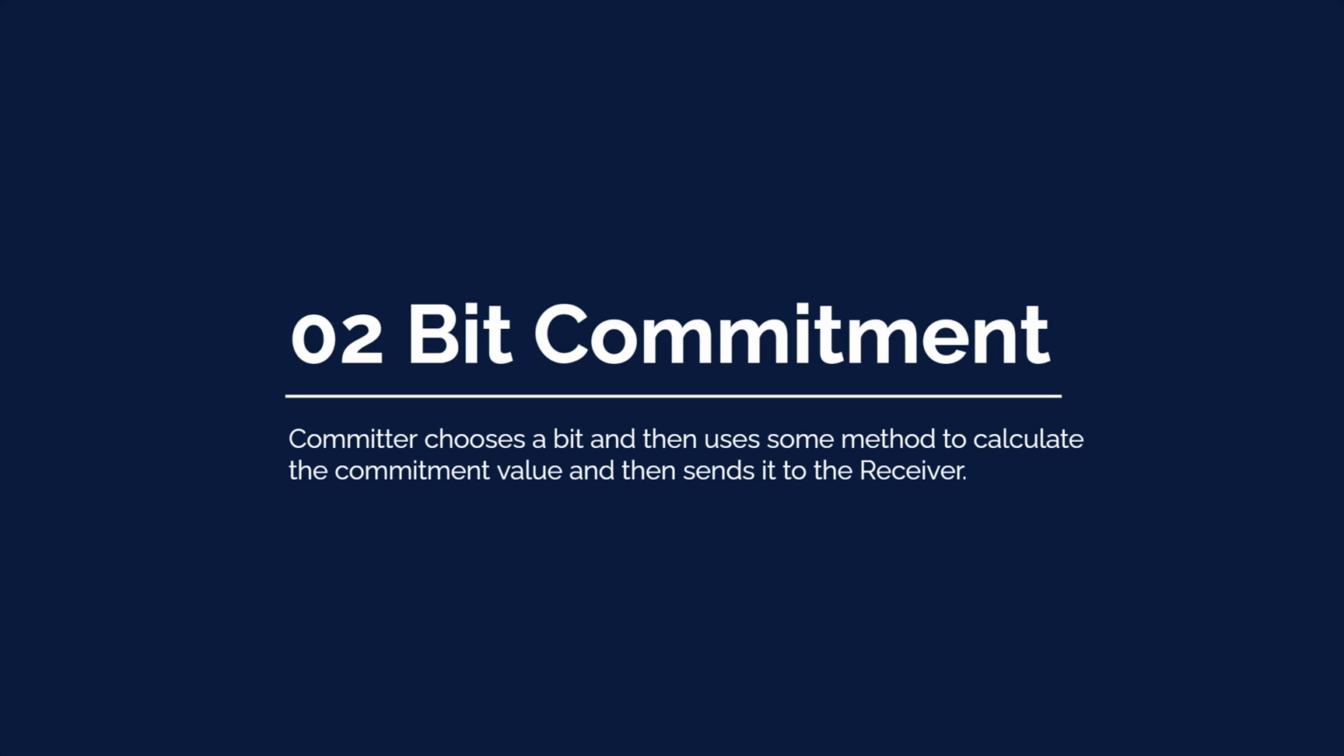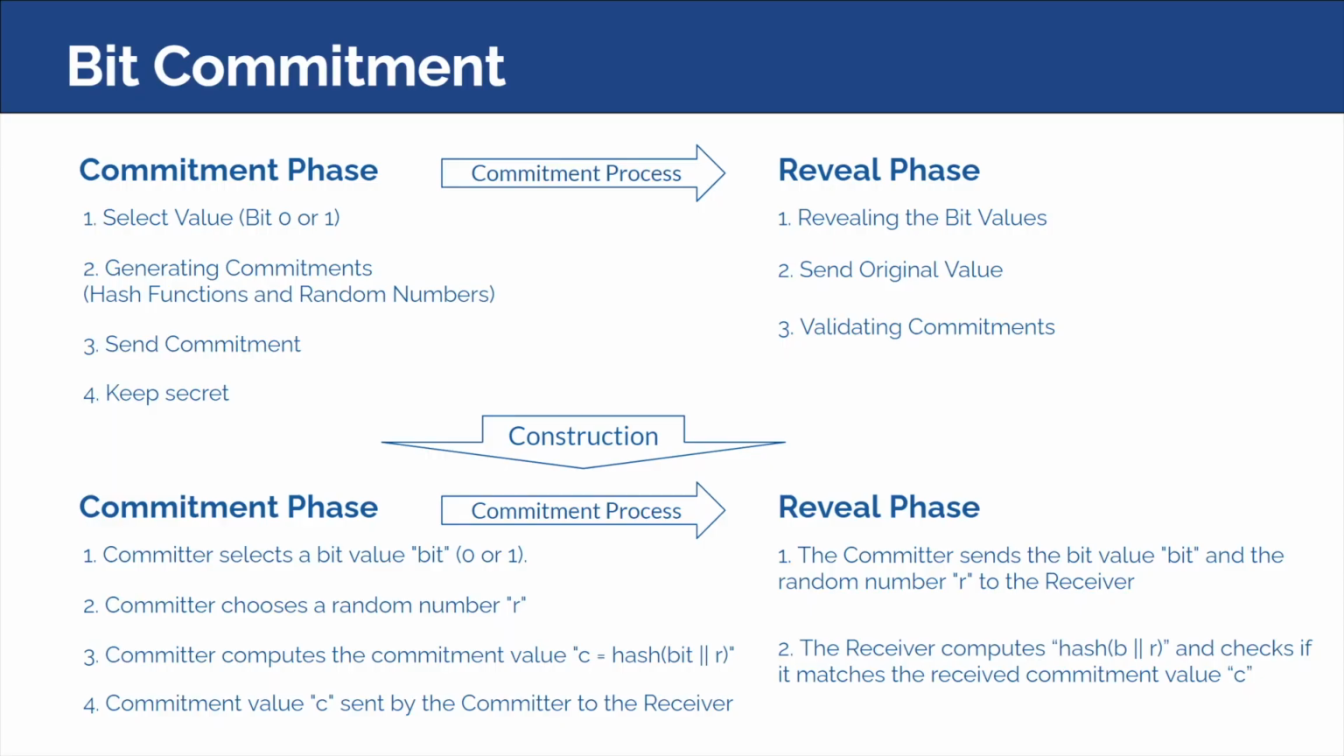First, let's look at bit commitment, in which the committer chooses a bit, 0 or 1, and then uses several different algorithms to compute a commitment value to send to the receiver. Then we can see the process of the bit commitment. At the top, we can see the whole process of the committing. Firstly, in the committing phase, the committer chooses the value of the bit and then uses some encryption algorithm to calculate the value of the commitment and sends the result to the receiver.